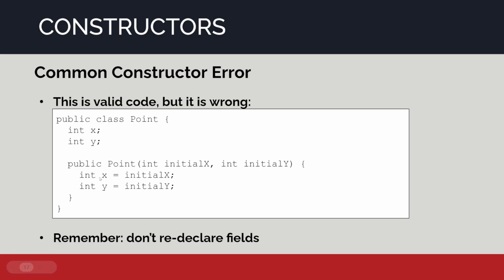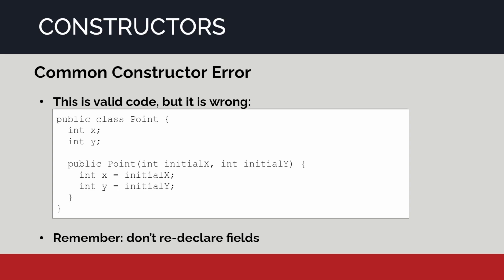I don't want to write them to these two variables, because these are variables that I've created only inside the constructor, so they die at the end of the constructor execution. So what will happen if you create a new point with, we'll say, 1 and 1 for initial x and initial y? It enters this constructor, and we create a new x and assign 1 to it. We create a new y and assign 1 to it. And then the constructor finishes. But because we've written to this x and y and not this x and y, the point will always be 0, 0. That's not at all what I was trying to do here. So don't accidentally redeclare your fields.